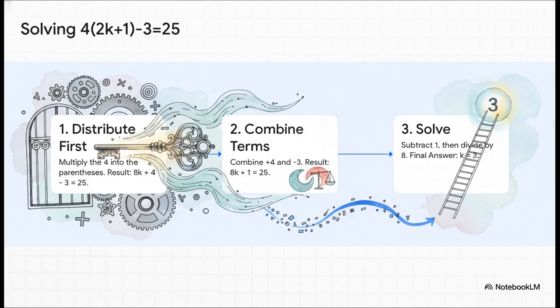Now, before we start solving for k, let's just tidy it by combining the like terms. We have a plus 4 and a minus 3. That simplifies to a plus 1. So now we have a much cleaner equation: 8k plus 1 equals 25. From there, it's easy. We subtract 1, then divide by 8 to get our final answer, k equals 3.